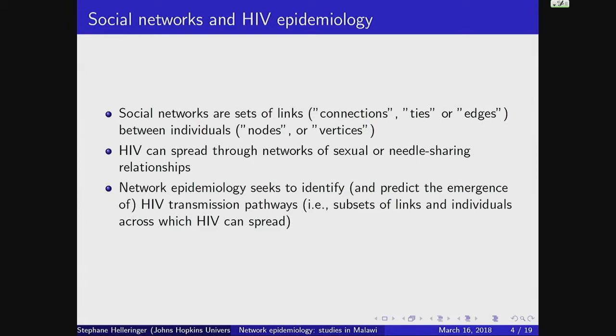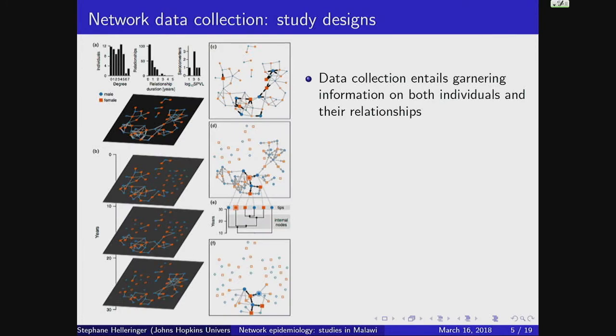And in that case, network epidemiology then seeks to identify and, most importantly, predict the emergence of HIV transmission pathways within networks. So try to find which are the subset of links and individuals through which HIV can spread. And so in that case, then how do we collect data about these networks and how do we find out about them?